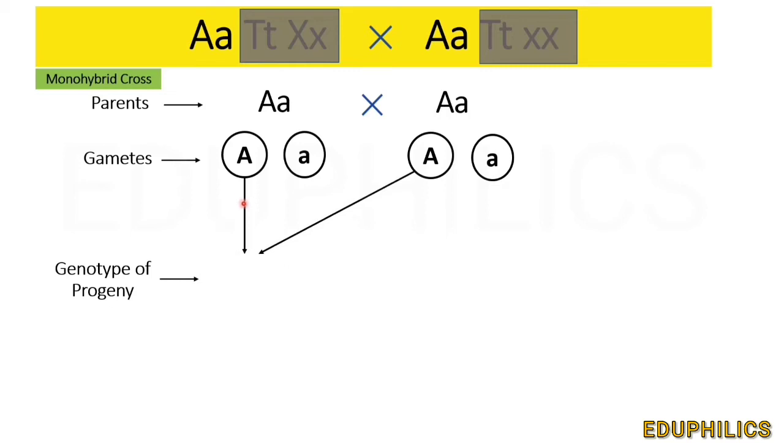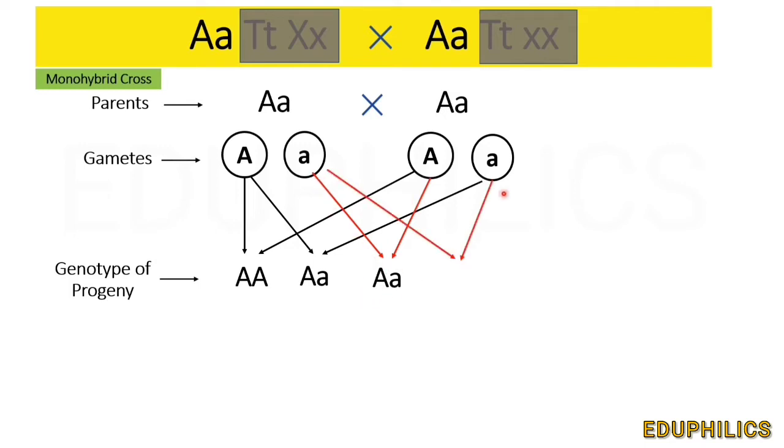If these two gametes with dominant alleles fuse, an organism with homozygous dominant genotype is formed. The fusion of a gamete with a dominant allele and a recessive allele leads to the formation of a heterozygous organism. Likewise, the fusion of this gamete with this gamete leads to the formation of an organism with heterozygous genotype. The fusion of gametes with recessive alleles leads to the formation of an offspring with homozygous recessive genotype. So these are the possible genotypes of progeny in this cross.